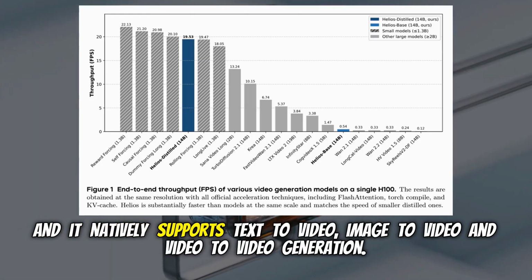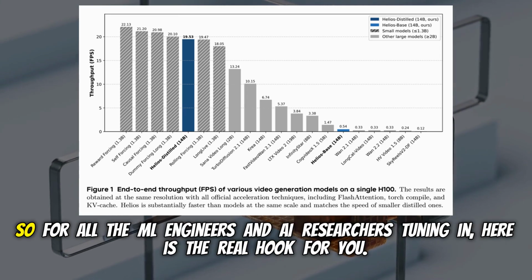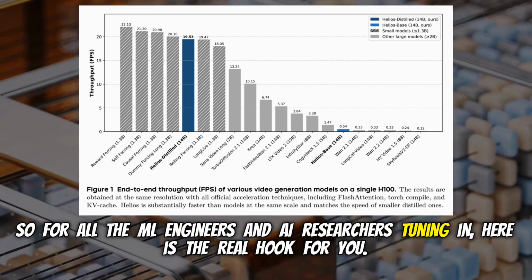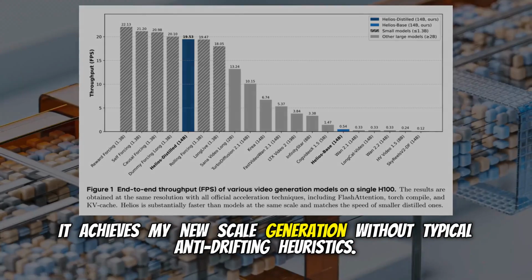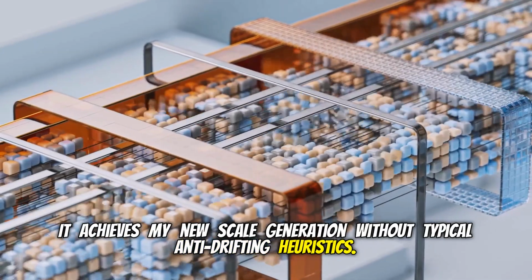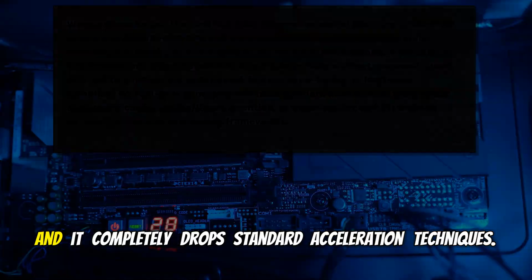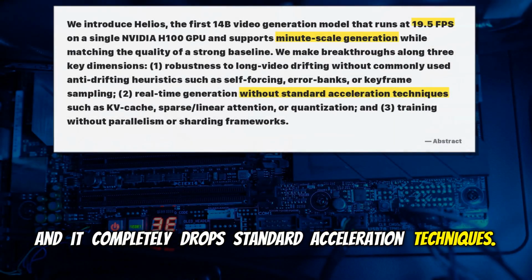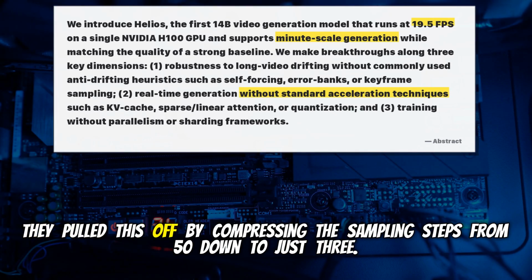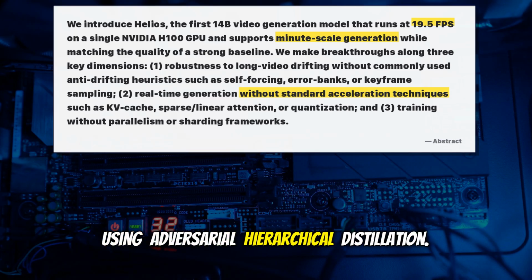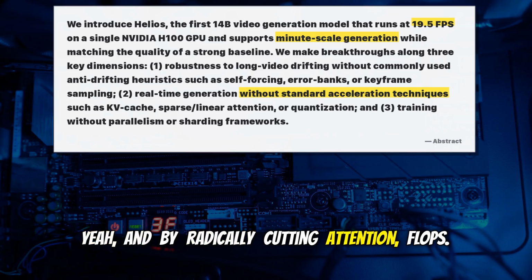And it natively supports text-to-video, image-to-video, and video-to-video generation. Right out of the box. So for all the ML engineers and AI researchers tuning in, here's the real hook for you. Right. It achieves minute scale generation without typical anti-drifting heuristics. So like no self-forcing rollouts. And it completely drops standard acceleration techniques. I mean, there is no KV cache here, no sparse attention, no quantization, no complex sharding frameworks. None of it. They pulled this off by compressing the sampling steps from 50 down to just 3. Using adversarial hierarchical distillation. Yeah, and by radically cutting attention FLOPs.